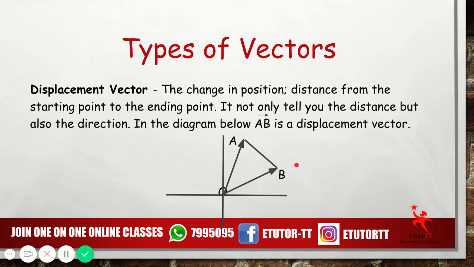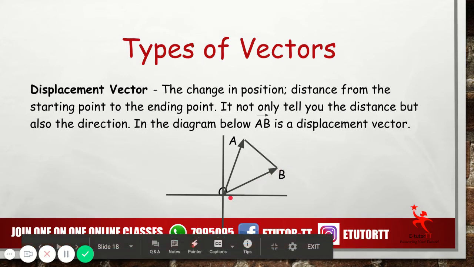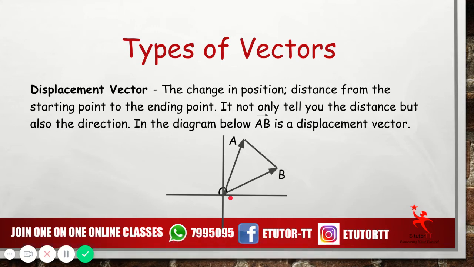Displacement vector. The change in position, the distance from the starting point to the ending point. It not only tells you the distance, but also the direction. In the diagram below, AB is a displacement vector.